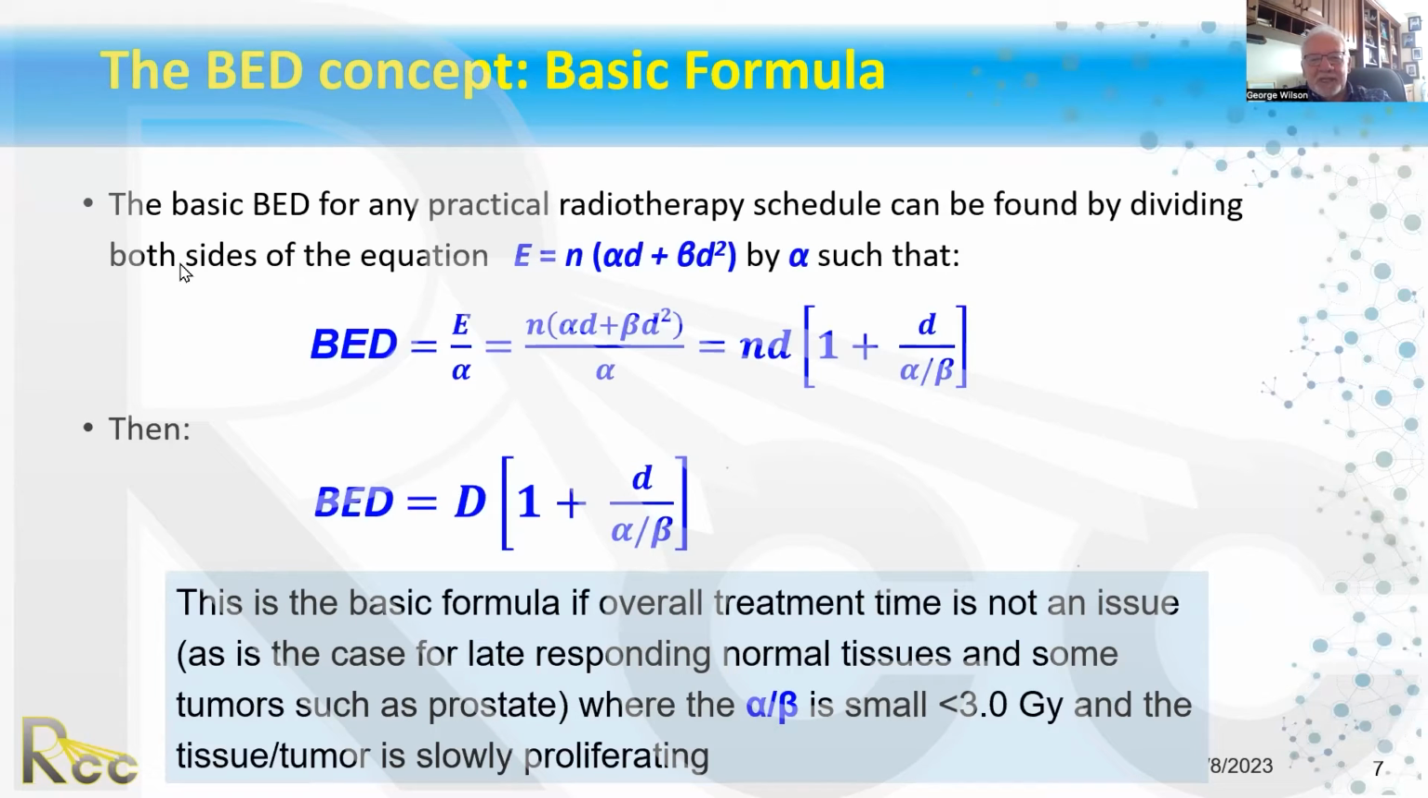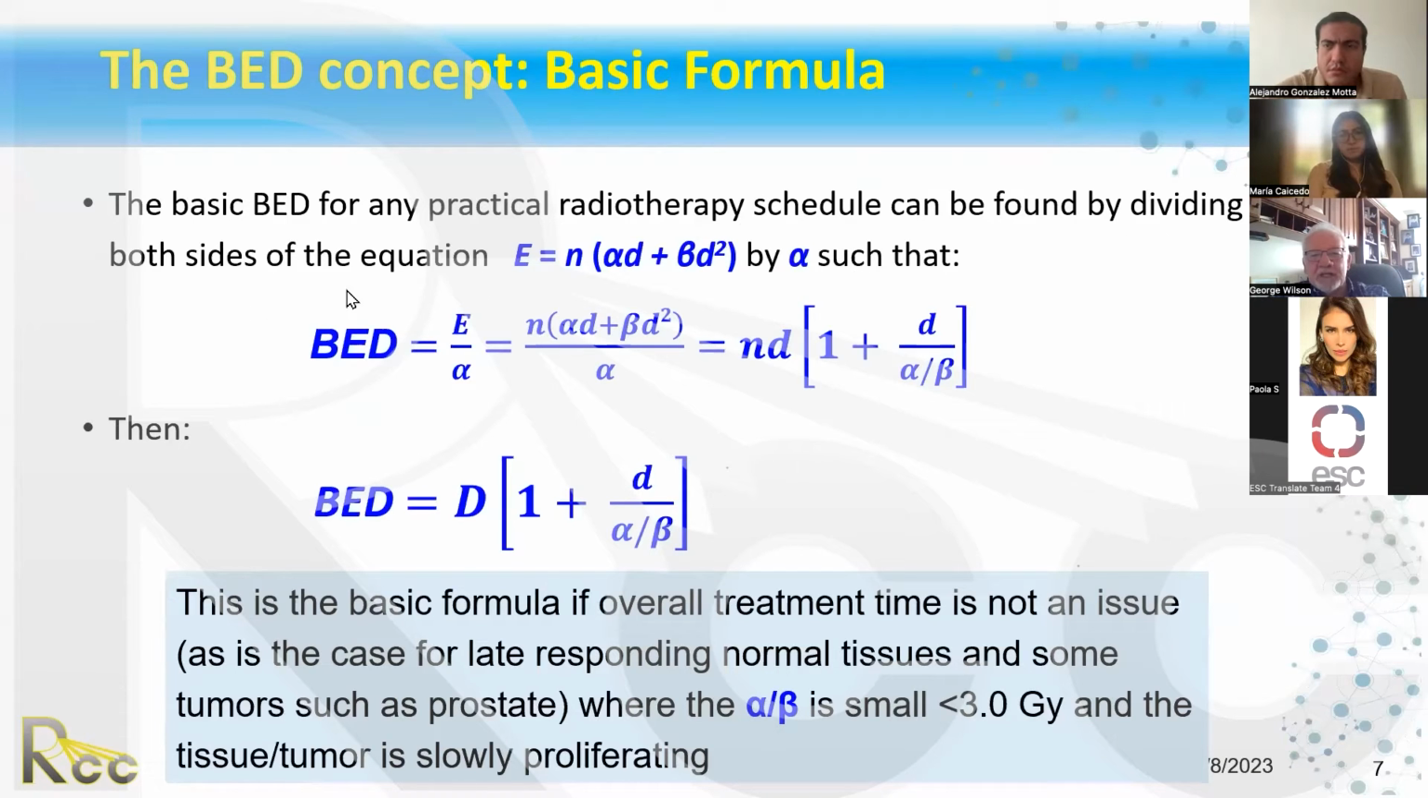So the BED for any practical radiotherapy schedule can be derived by dividing both sides of the equation. This is the standard equation we saw on the previous slide: E equals N times alpha D plus beta D squared. Divide it by alpha. So here, BED equals E over alpha. E is this component here, and this is alpha. When we divide by alpha, we then reduce this formula.